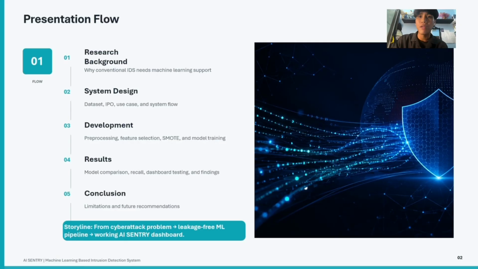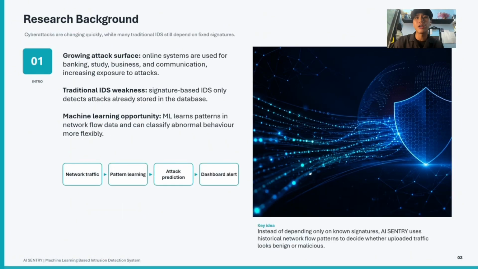For the presentation, I will begin with the research background and the problem found in the traditional intrusion detection system. After that, I will explain the proposed system design, the methodology, dataset preprocessing, model development, and the AI-centric dashboard. Then I will present the model result, discuss the important findings, and end with the project limitation, recommendation and conclusion. The main storyline of this project starts from the cybersecurity problem, continues with the leakage-free machine learning pipeline, and ends with the working intrusion detection system dashboard. And now we go to the research background.